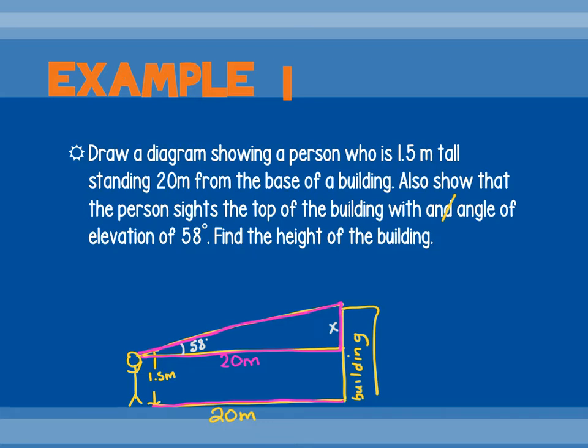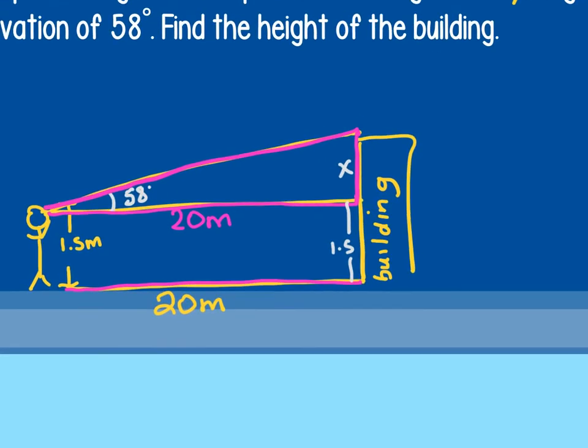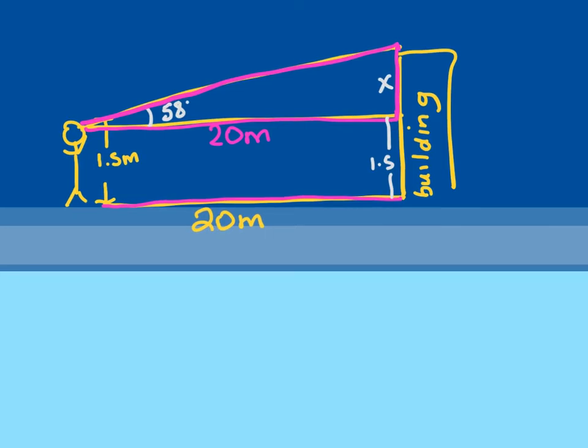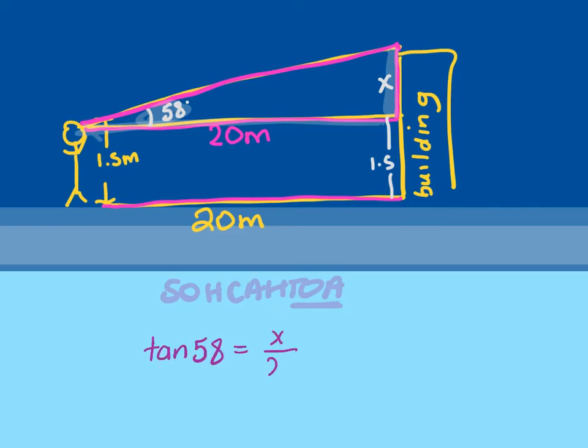But then I've got to take into account that from here down would be 1.5, which is the height of this person. So I'm going to find the opposite side, and then I'm going to add his height, which is 1.5 meters. So if I look at the diagram that's here, in respect to the 58, X is my opposite side, 20 is the adjacent side, which means we're going to do, remember SOHCAHTOA, opposite and adjacent would be the TOA part, or tangent. So the tangent of 58 degrees is equal to X over 20.